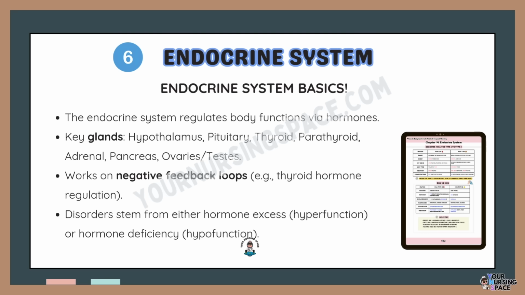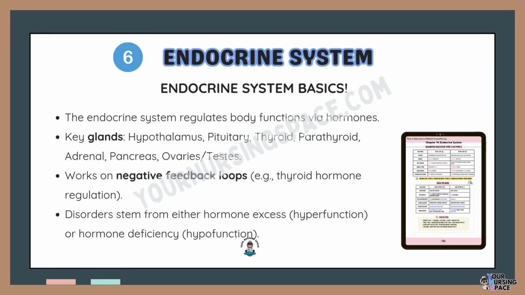Now we're going to break down some of the highest yield topics that you absolutely need to know on the endocrine system. We'll cover the basics of diabetes, dive into the differences between DKA and HHS, compare Addison's and Cushing's disease, and finally sort out SIADH versus diabetes insipidus. So let's jump right in.